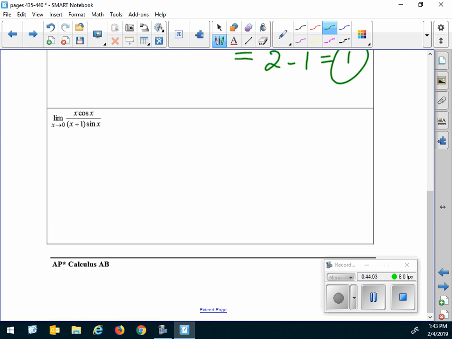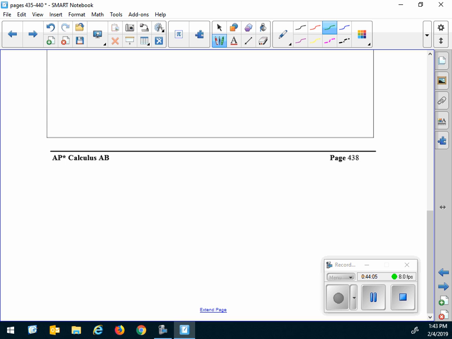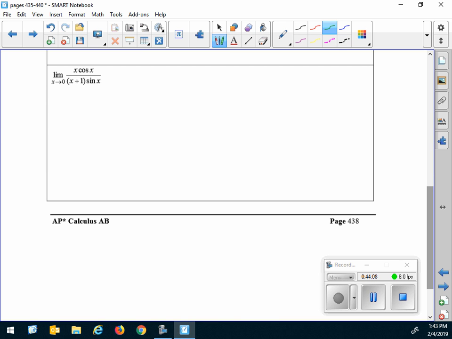One more. Here we go. Okay, again, I'm going to apply L'Hopital's rule. Derivative of the numerator. What am I going to do? Product rule. Derivative of the first times the second. Guys, stop, please. Derivative of the second is minus sine times the first.